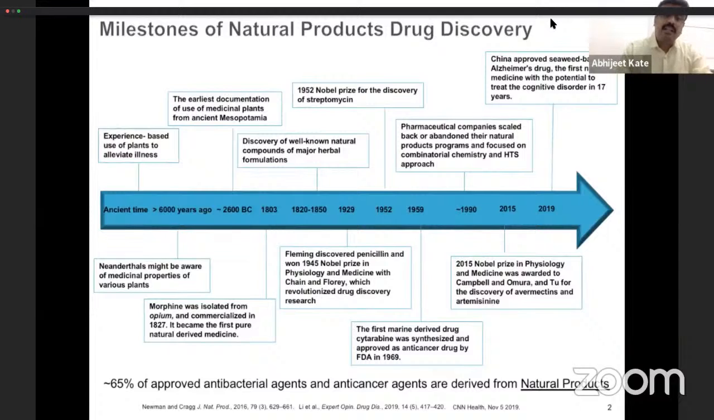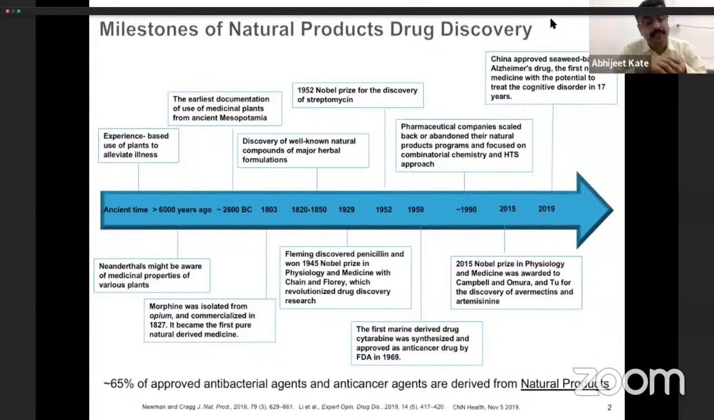However, since 1990, the pharmaceutical companies have started thinking about curtailing down natural product research. Curtailing down means they were not ready to invest more in natural product research. There are several reasons, which I think we'll discuss in detail in my subsequent slides.